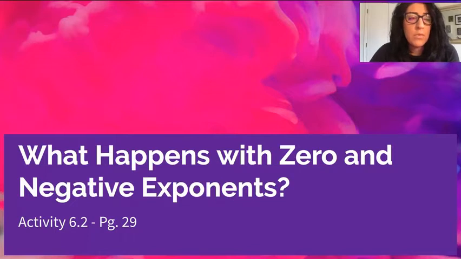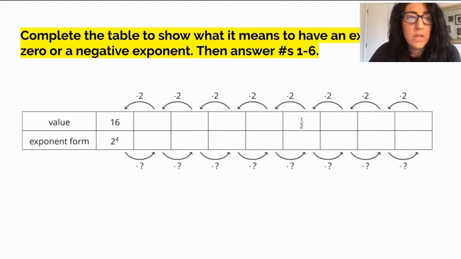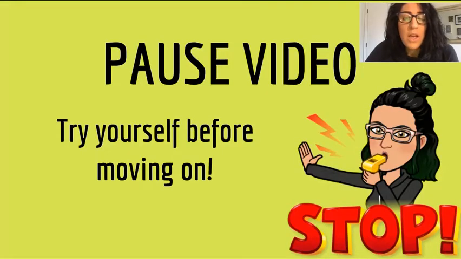Moving into the next one, we're going to look at what happens with 0 and negative exponents. So we start with a table very familiar to what we've seen in the past. You're going to complete the table to show what it means to have an exponent of 0 or a negative exponent, and then go ahead and answer questions 1 to 6. So take a minute here to pause the video and work through that activity.